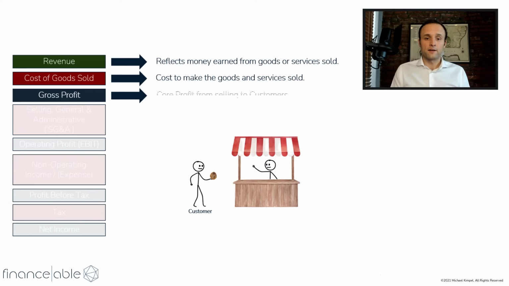Then after that, we have gross profit. Gross profit reflects the core profit from whatever it is that we're selling to our customers. So this is kind of the root, the core of the business when we get down to the gross profit line.